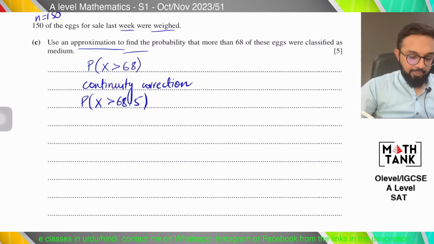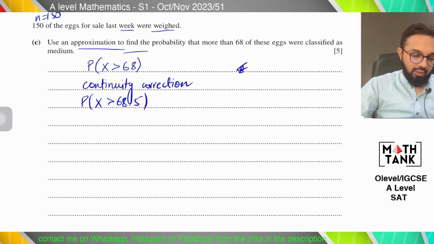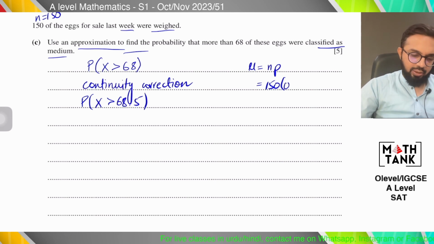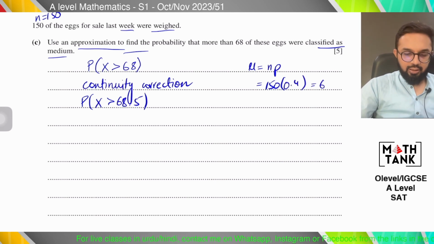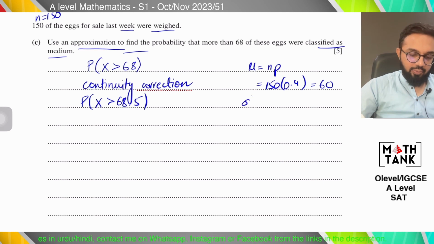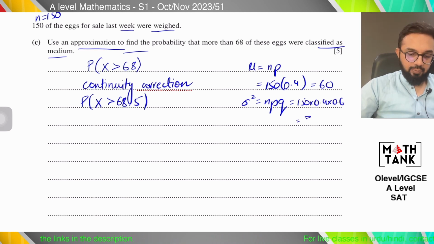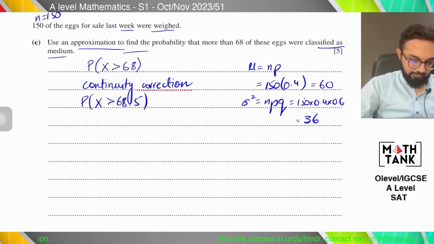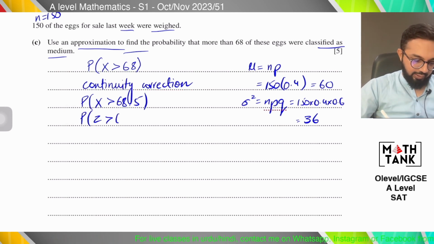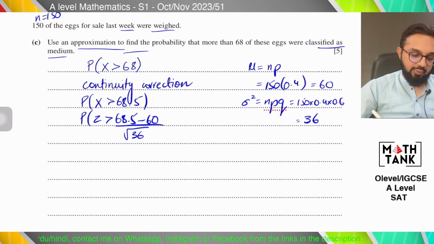So that's that. Do we have the mean and variance? Let's think. Mean is np, so 150 times what is my success? I want those classified as medium, so 0.4, 40%. So that's 60. Okay, and variance is npq, so 150 times 0.4 times 0.6 gives me 36. So the probability of z less than 68.5 minus 60 divided by root 36.